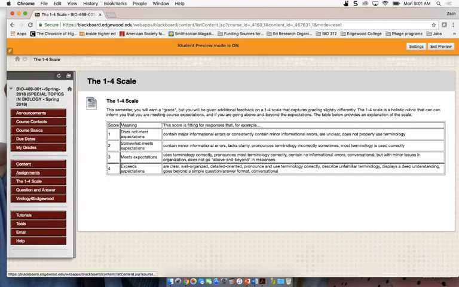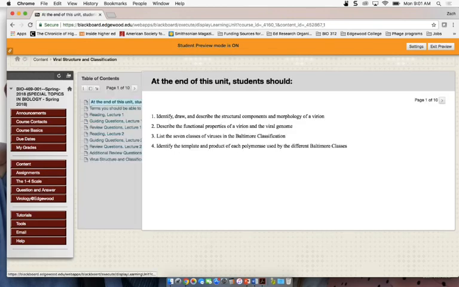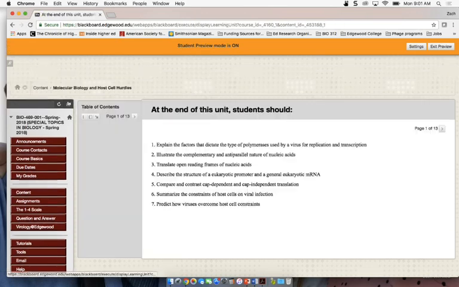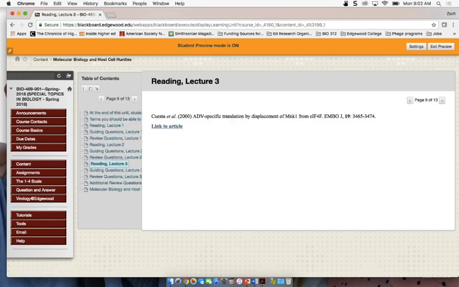Second thing, I just wanted to point out real quick what the next assignment is and where you can find it. We're going to do a lit review on Friday, and if you go under content and into our viral structure and classification, oh no, that's not the right one, sorry, that's what we just finished up, molecular bio. Lecture 3 here will take you directly to a PDF of the article that we're reading. That's the lit review article, okay?